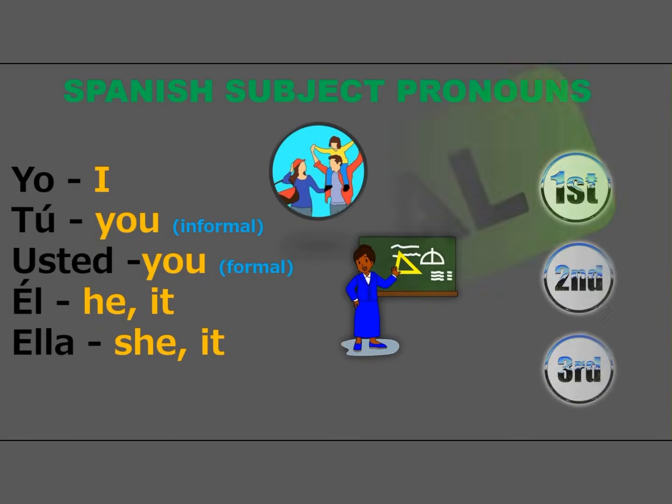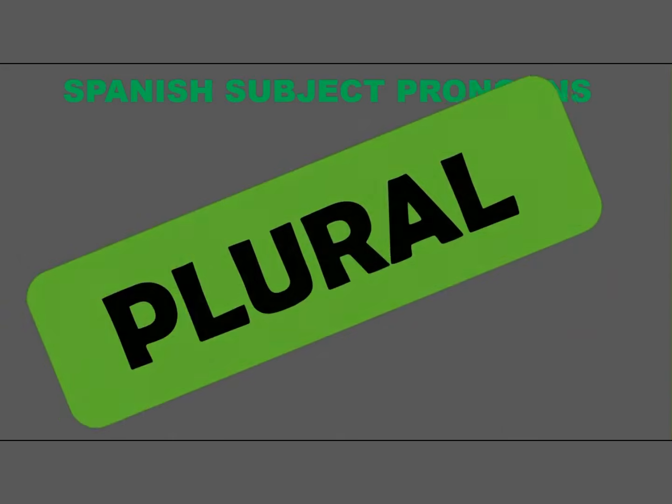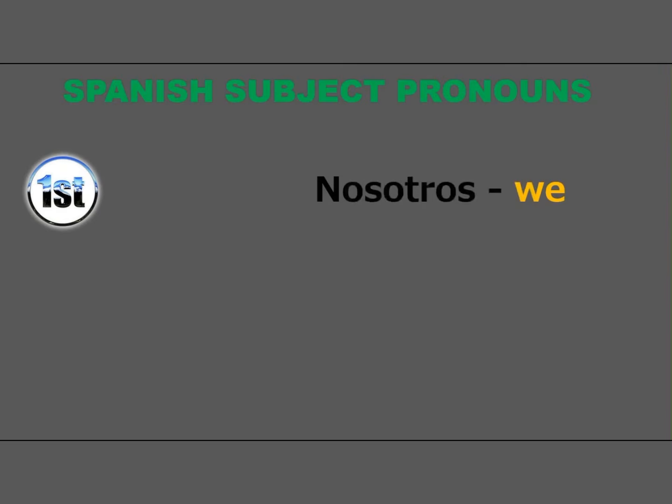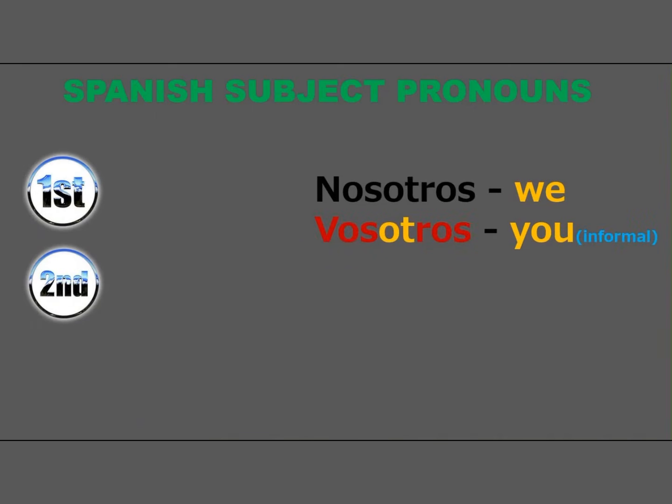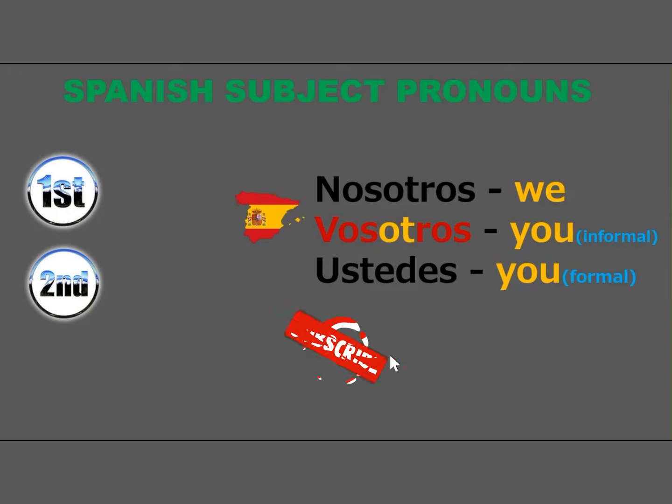Next, we'll see the plural forms. First person, nosotros. Second person, vosotros. Second person, ustedes. Notice there are also 2 forms of you in the plural. Vosotros is informal, so it is the plural form of tú. This pronoun is mostly used in Spain. So ustedes, the formal form, is used in other places where Spanish is spoken, even when the audience is informal.